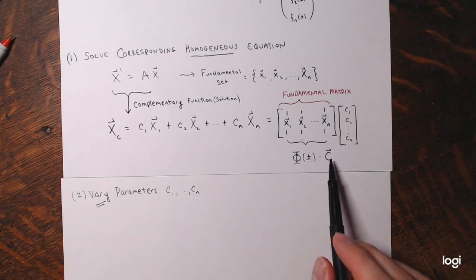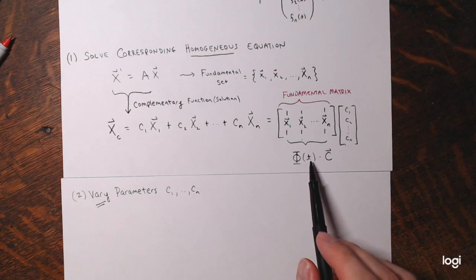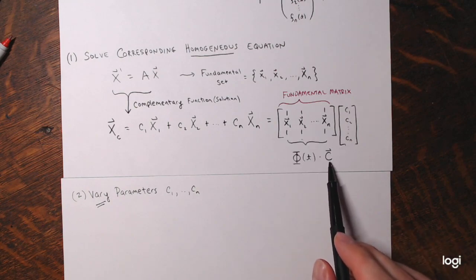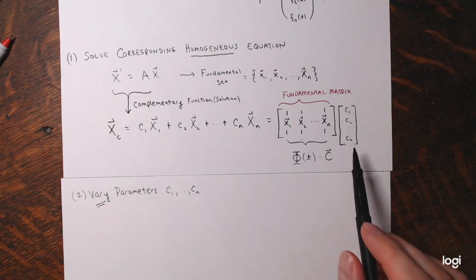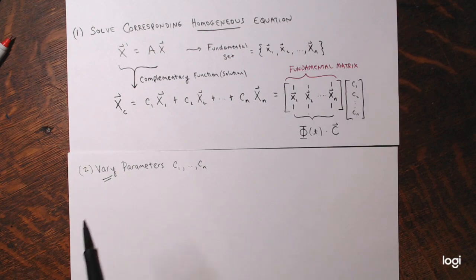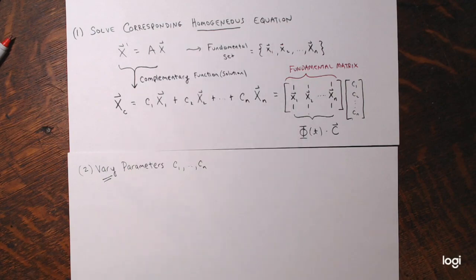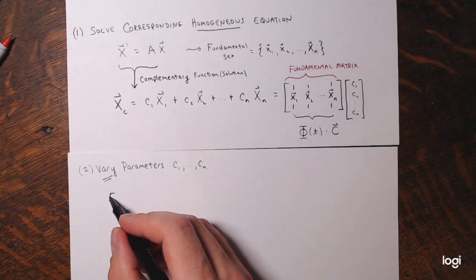Instead of phi of t times c, a bunch of constants, I'm going to have phi of t, my fundamental matrix, times another column vector, but a vector where each component is a function of t. Each component varies with t. This will be the form that a particular solution takes. Remember, this is the same way you would go about solving homogeneous linear equations. You find the complementary solution to the corresponding homogeneous, and then you find a particular solution.